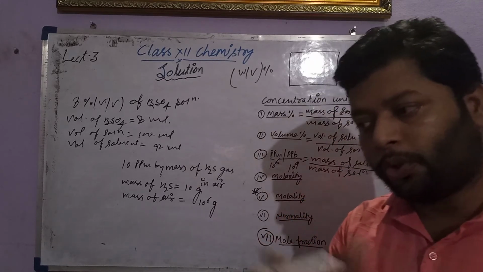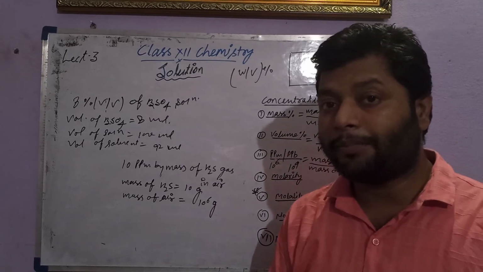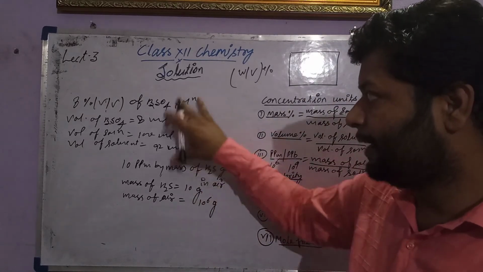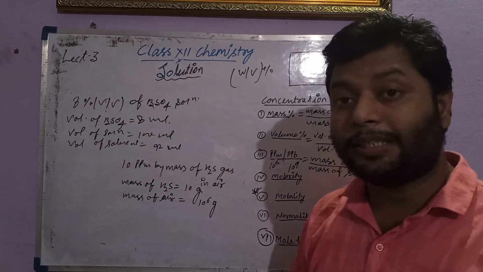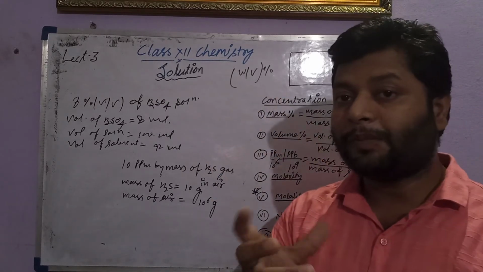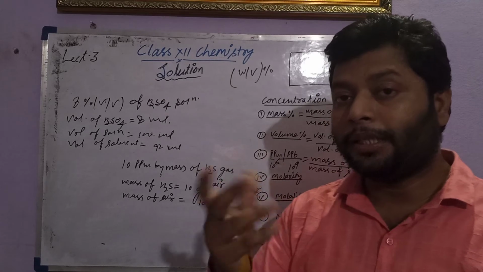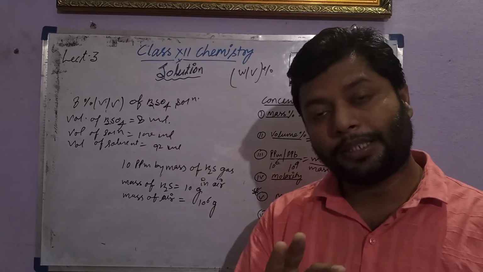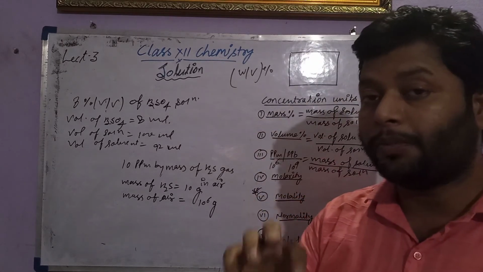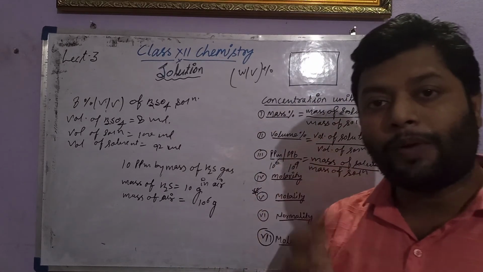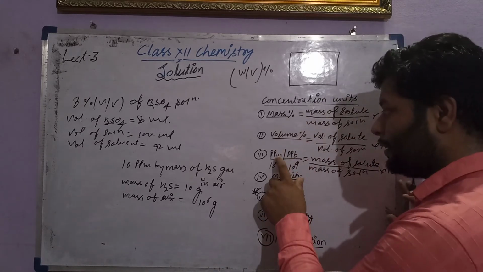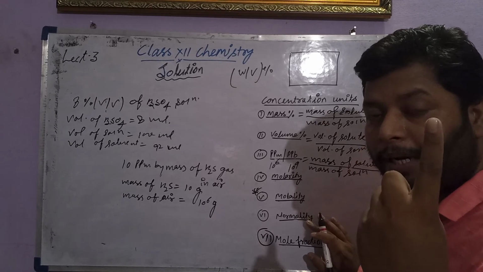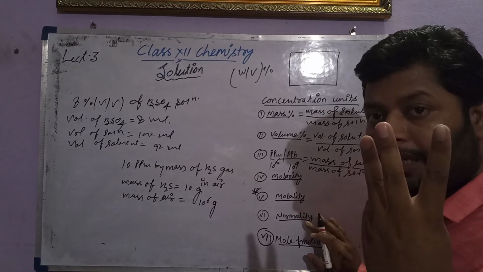Whenever you go through the different sections of this chapter's numericals, there may be phrases like mass percentage, volume percentage, mass upon volume percentage, parts per million in mass, parts per million in volume, parts per million in mass upon volume, and parts per billion in mass, volume, and mass upon volume terms. So ppm can be indicated in three different types: in terms of mass, in terms of volume, and in terms of mass upon volume.